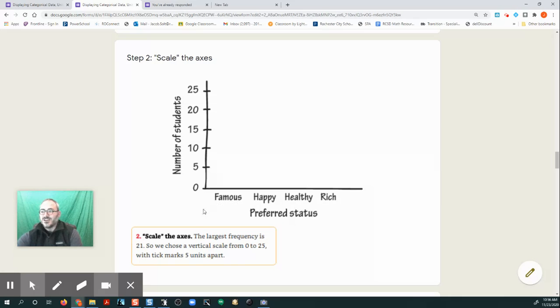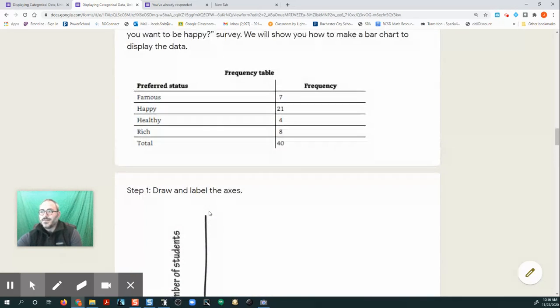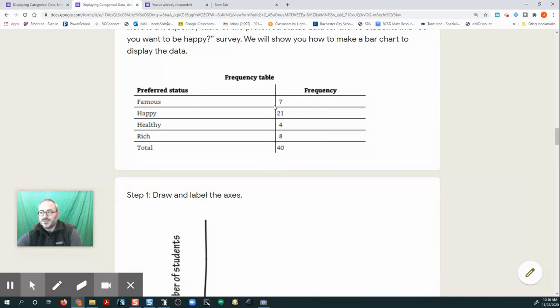We're going to scale it. So we have to go back to our data table and look at what's our biggest number here. What's our biggest number? That's 21. You're not going to use 40. That's the total. You're going to use 21 as the biggest number. So your scale needs to include 21.